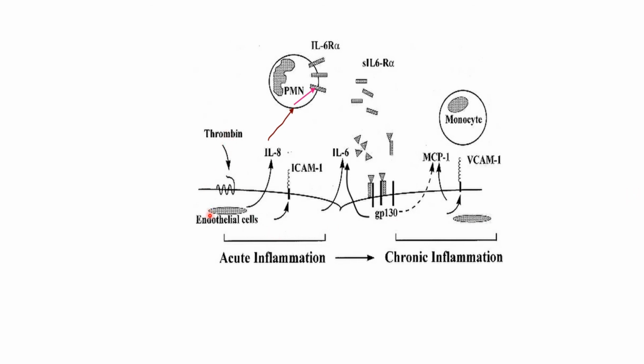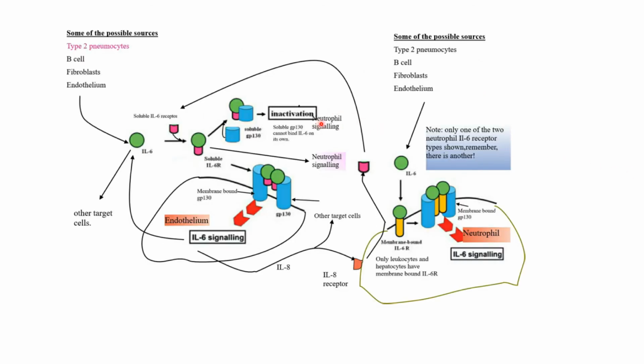So thrombin, endothelial cells, they produce IL-8 that goes on to cleave soluble IL-6 receptor. This then, when we come to the diagram in a minute, will push events away from immune cells to non-immune cells, as you will see. So here it is.